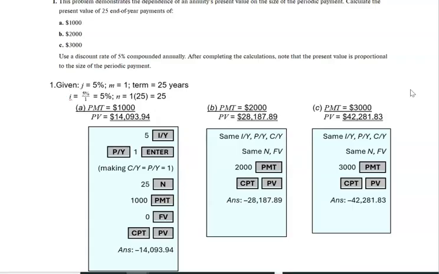Okay, so again, everything stays the same except for the amount that you're getting from the annuity on an annual basis. So therefore, your present value is negative 28,187.89. And for C, if your payment is $3,000 annually over 25 years, then the amount you have to have in your present value is $42,281.83.